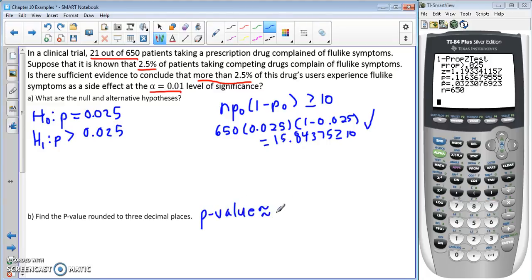approximately equal to, we're going to round to 3 decimal places. So it's p, not the p hat. It's always the first p here. So 0.116 is our p-value.